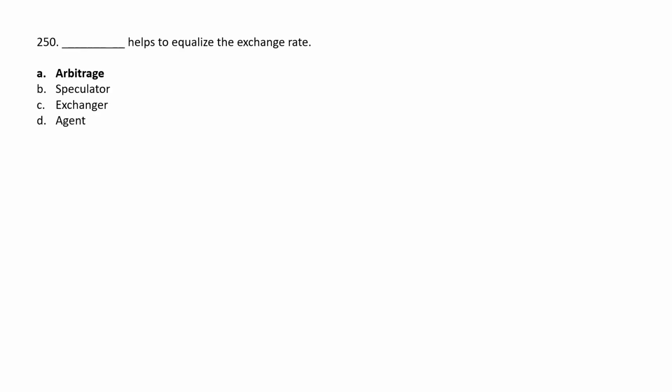Dash helps to equalize the exchange rate. Option A arbitrage, option B speculator, option C exchanger, option D agent. The correct answer is option A arbitrage. Arbitrage helps to equalize the exchange rate.